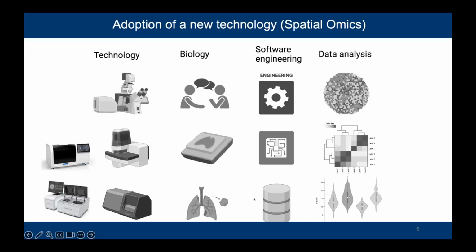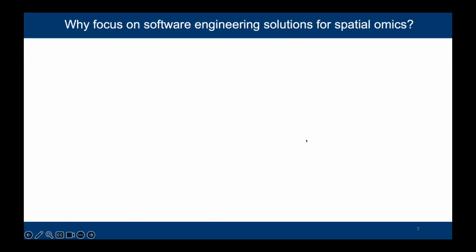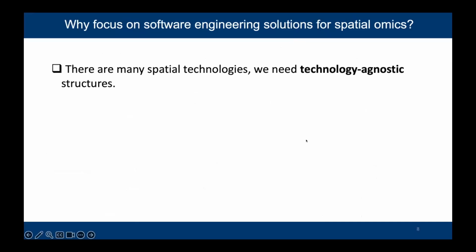And so our focus right now is a little bit more on this software engineering point of view for spatial omics, which I think is essential if we want to make a very strong foundation for spatial data analysis. All right. So why exactly focus on software engineering? I think this is the time to do it. And there are definitely a few reasons to do this.